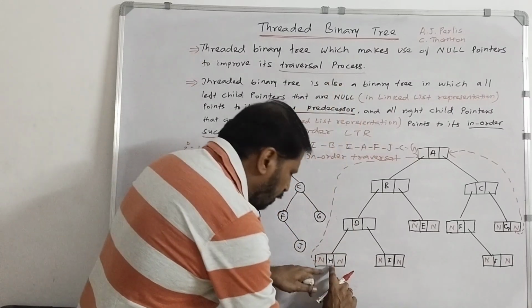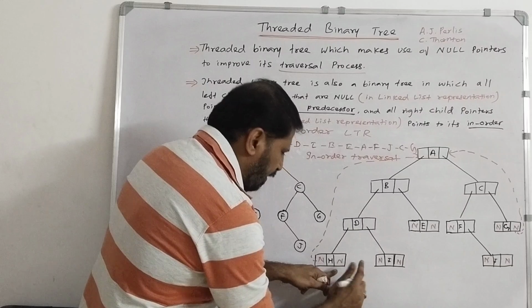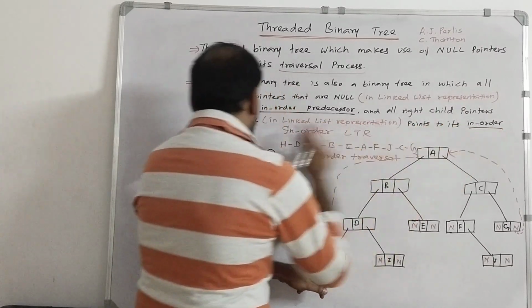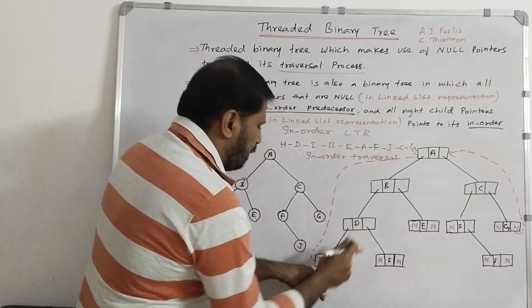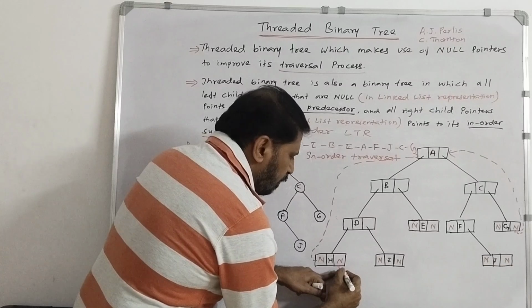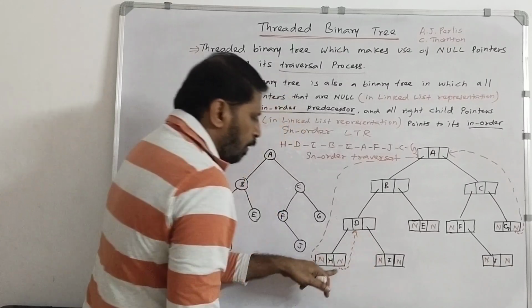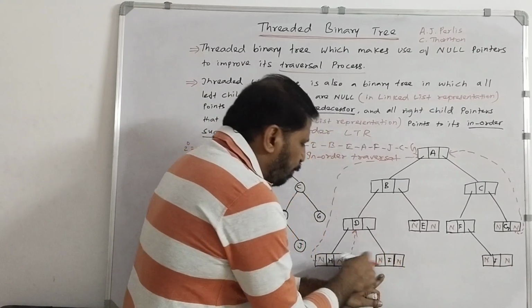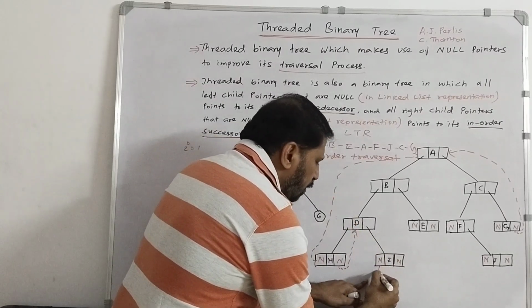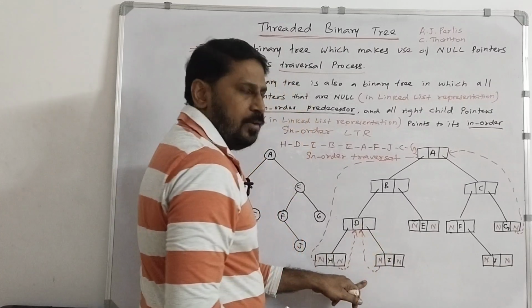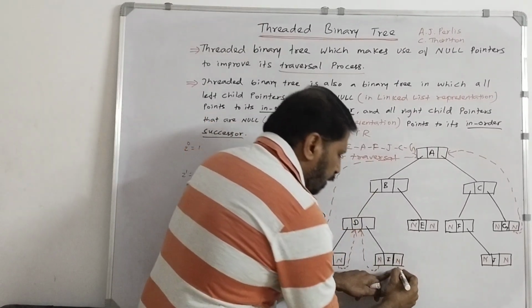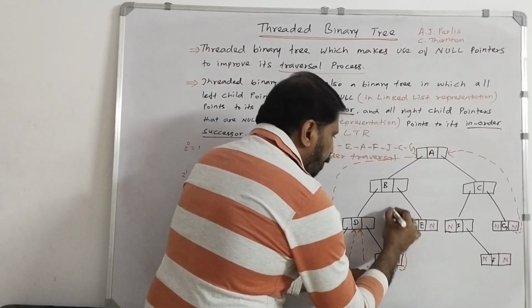All the others: suppose H, this is the right child. So which is it connected to? It means the in order successor. What is the in order successor of H? H's in order successor is D. So that's why this is connected to D. What is I's in order predecessor? The in order predecessor is D. So that's why it is connected to D here. What is the in order successor of I? The in order successor of I is B. So that's why this is connected to B.